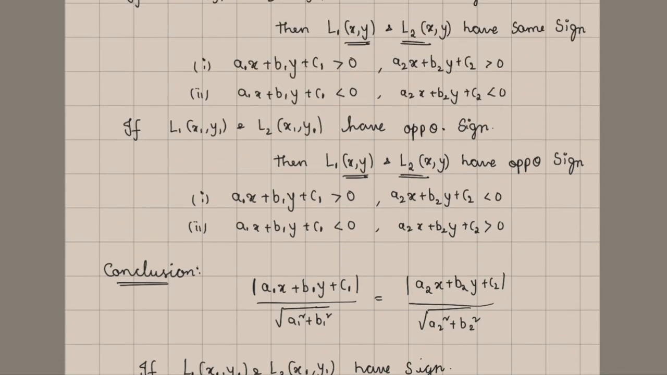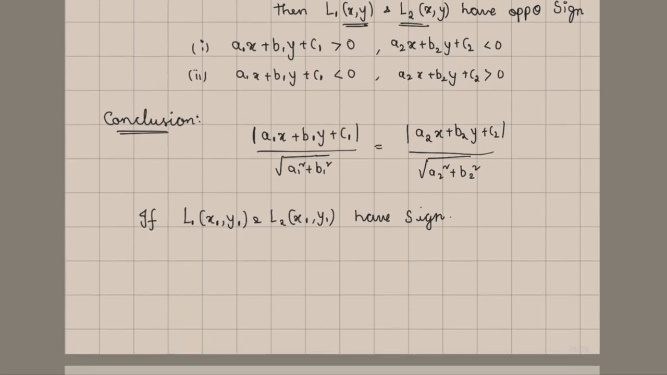When these both have the same sign, we have two cases: these both can be greater than 0, or else these both can be less than 0. So if a1x plus b1y plus c1 is greater than 0, then the modulus of some positive quantity is nothing but, we know that mod x equals x if x is greater than 0.